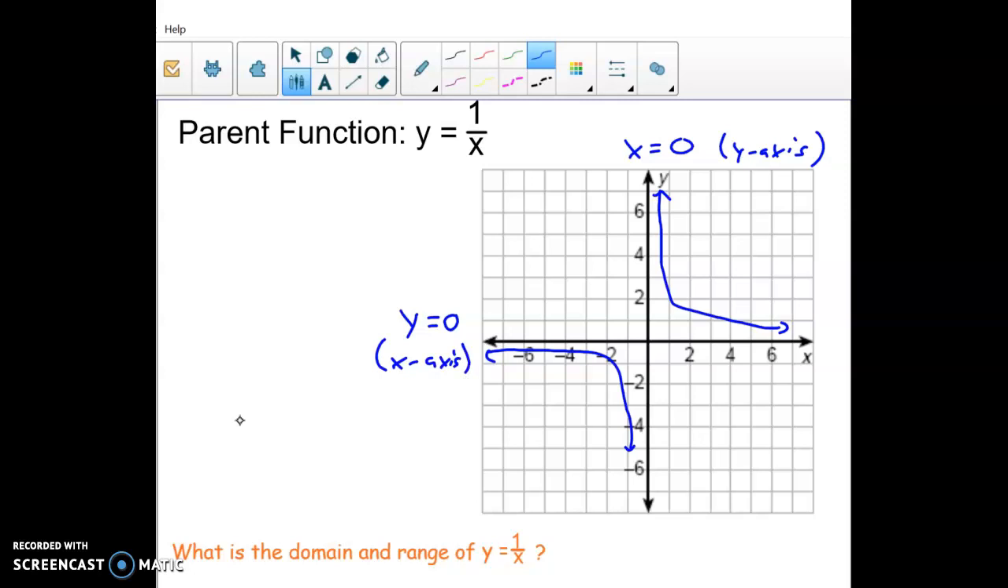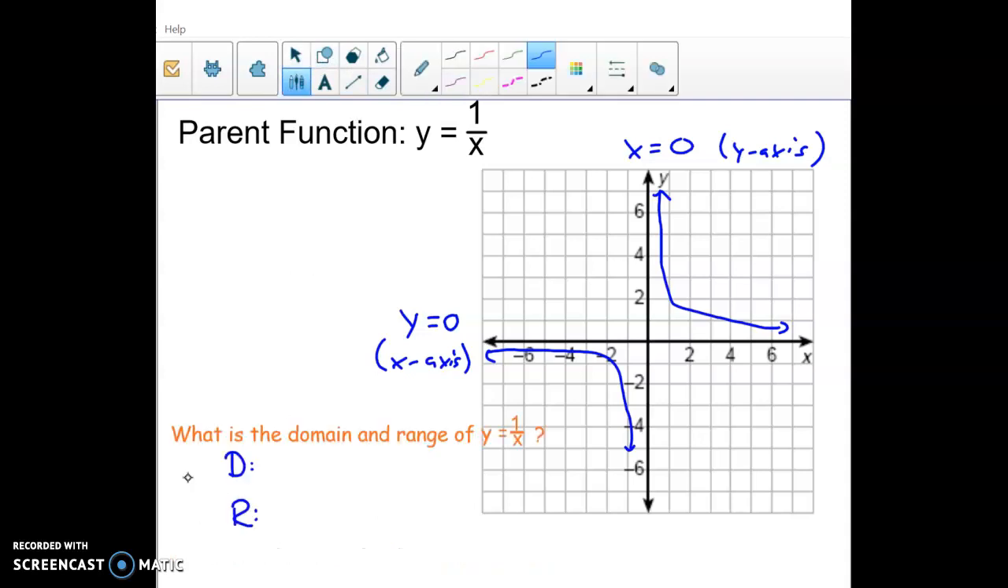Okay, throughout this lesson, they're going to talk about domain and range a little bit. All right, so domain is what is possible for the x values, and range is what is possible for the y's. So for this parent function, this might be a good test to see. Pause the video and see if you can figure out what is possible for x and what is possible for y.